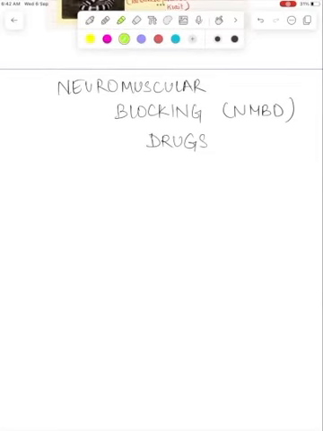Hi everyone. So today I'm going to be talking about a very important class of drugs, especially in anesthesia, which are the neuromuscular blocking drugs. These form a vital part of modern anesthetic practice. They form part of balanced anesthesia, along with analgesia, unconsciousness, and abolition of reflexes. Skeletal muscle relaxation, which is provided by neuromuscular blocking drugs, is an integral part of balanced anesthesia.